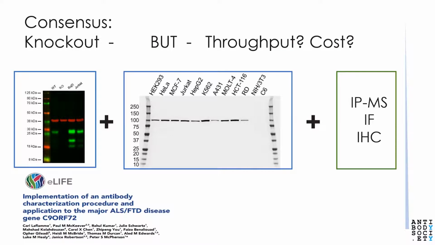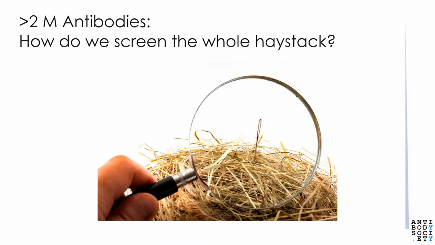The problem, though, is that knockout testing is slow and expensive. So can we envision that large numbers of the antibodies on the market will be tested by knockout testing in the foreseeable future? I would say the answer to that is probably no. So the challenge of validation is not really only one of precision, but it's also one of throughput, because there are more than 2 million antibodies on the market. And if we want to identify the best ones, how do we screen through the whole haystack?